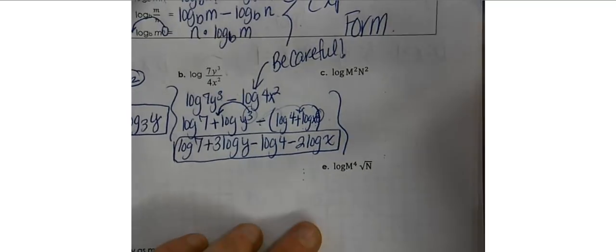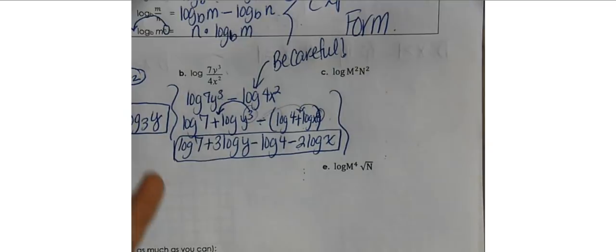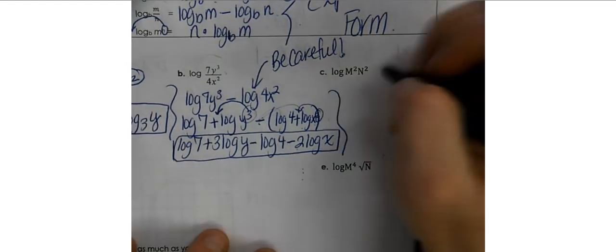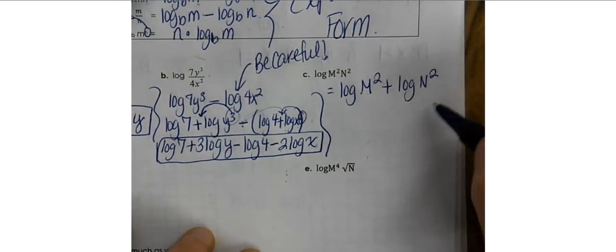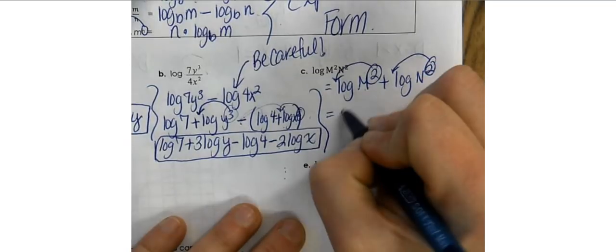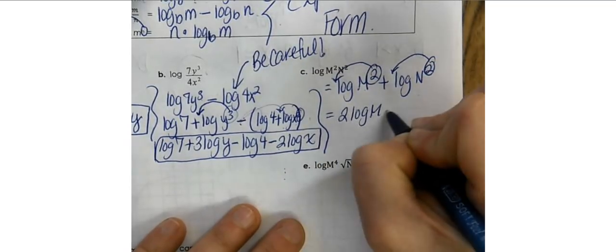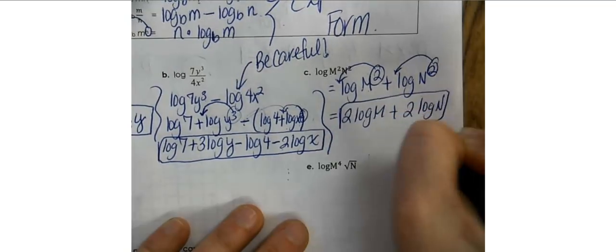For letter C, the main operation that's taking place here is multiplication. So the first expansion that I'm going to use is addition. I'm going to expand using addition. So this is log of m squared plus log of n squared. Now, both of these expressions have exponents, so the exponents will come out in front for both pieces. So my answer is going to be 2 times the log of m plus 2 times the log of n, and that is the complete expansion of this expression.